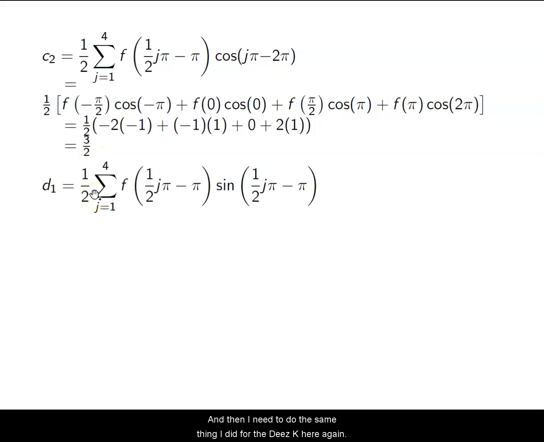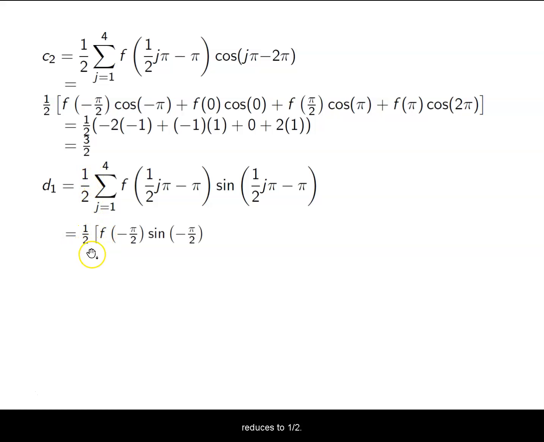And then I need to do the same thing that I did for the D's. Here again, my k is 1, so my indices for sine are going to be identical to f, so that makes it very easy. It'll be f of negative pi over 2, sine of negative pi over 2. F of 0, sine of 0. F of pi over 2, sine of pi over 2, because the inputs inside are identical. So again, I get 1/2, because it was 2 over m, and my m is 4, so that reduces to 1/2.